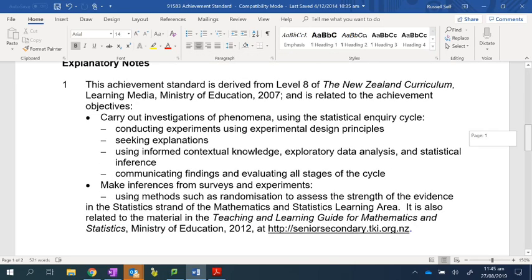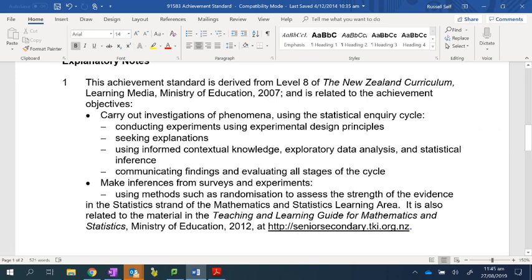All right, so let's look at some of the achievement standards and talk about what the design looks like. And these are the things that we're going to be working with in class and building up together. So, again, if you don't know what we're going to be doing from these standards, you will learn them, right? So, we're going to carry out investigations of phenomena using the statistical inquiry cycle. So, we're going to conduct experiments using experimental design principles. We're going to look for explanations of what's happening, right? We're going to use informed contextual knowledge, data analysis, and statistical inference to look at our study. We're going to communicate those findings and evaluate all stages of the cycle.